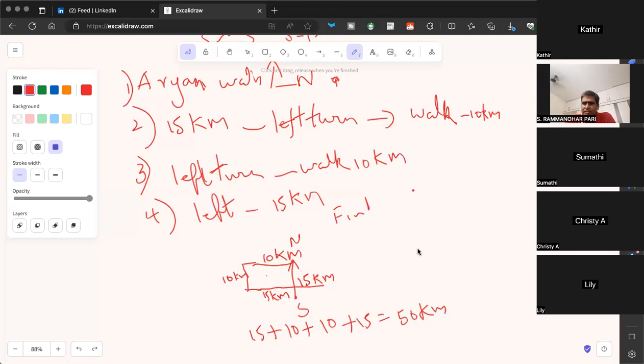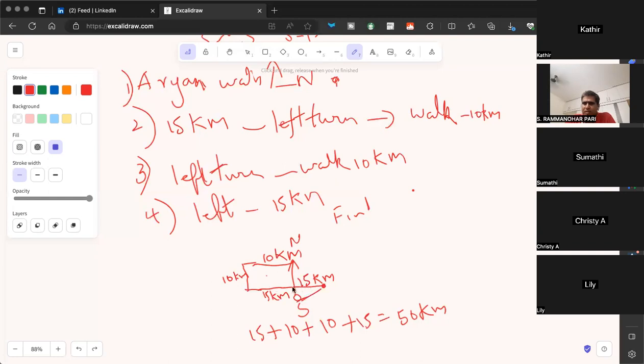Now the second question, this is where you have to be clever and you need to know this formula. How far is he from the starting point? So where is the starting point? Here, towards north, this is south. This is the starting point. This is the ending point, because he has come from here. So we have to find this length.